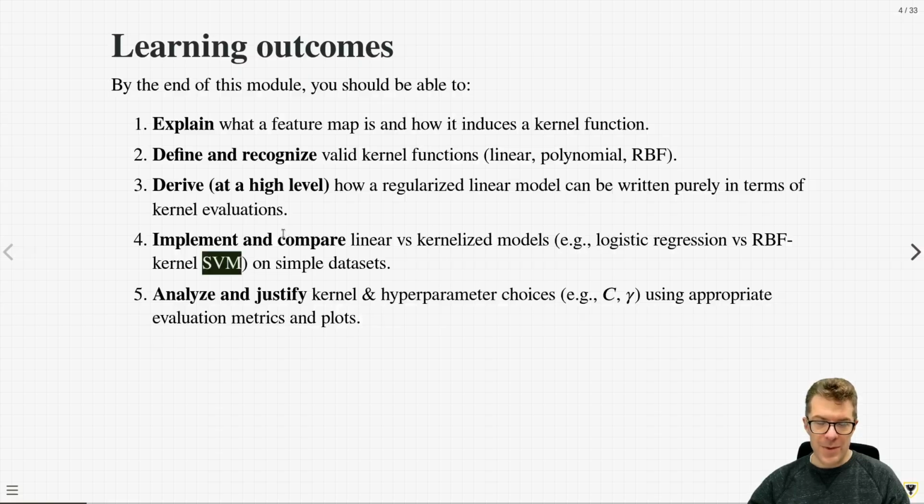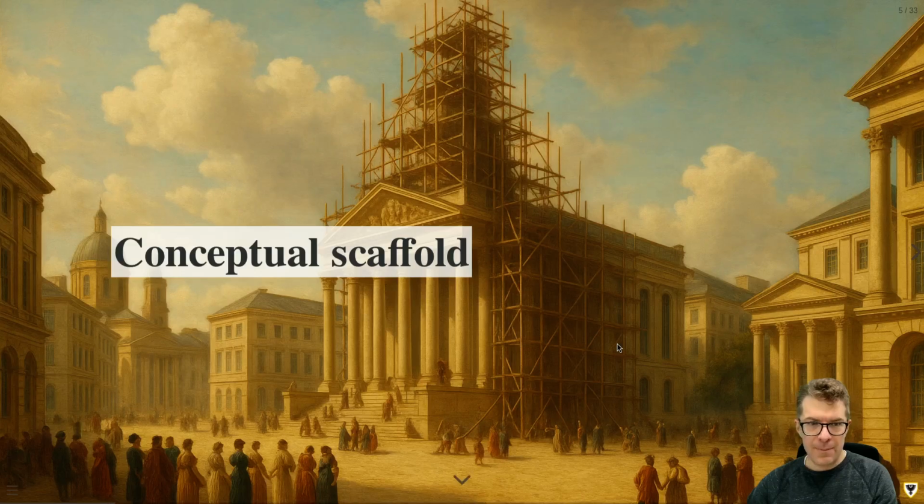Some of these will actually be in a future module. We've moved things around a little bit. And finally, you'll be able to analyze and justify kernel parameter choices, such as C and gamma. At least gamma we'll see today. C might be pushed off to another module. So let's again scaffold our concepts.